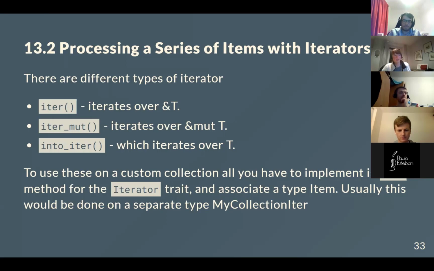All we have to do is implement the next method on the Iterator trait and associate what type of item we're going to be dealing with. And usually you would do this on a separate type, which would be your iterator type, just because it ends up being cleaner in the long run. Otherwise, it can get a bit messy. You can run into problems like modifying a collection, and it's not happy about you modifying a collection while you're iterating over it.